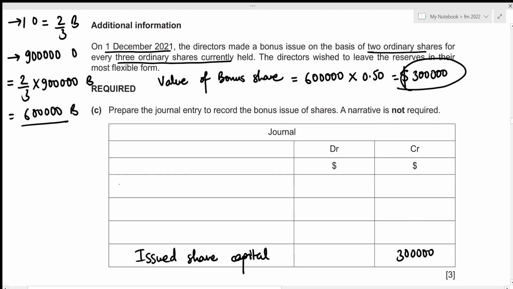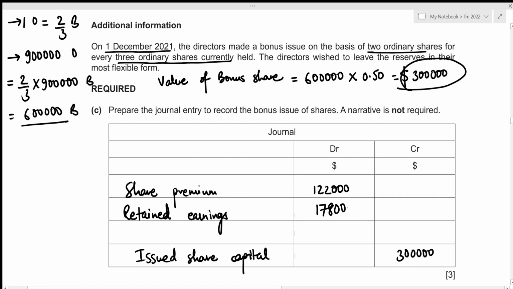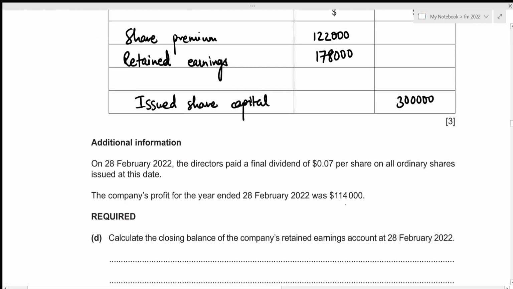We first have our share premium. And share premium gives the amount of 122,000 to fund the bonus shares. Then since this is not sufficient, so we have to utilize our retained earnings as well. And from retained earnings, we will be utilizing 178,000 in order to fund the bonus shares. And this concludes the journal entry as well as the third part of this question. So now we can move towards the fourth one.